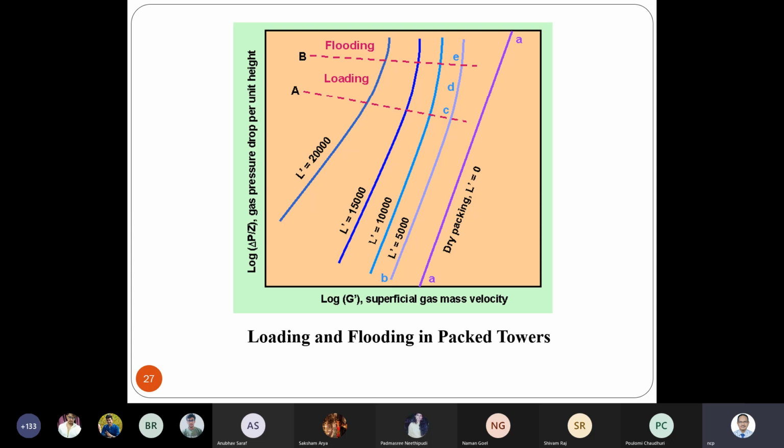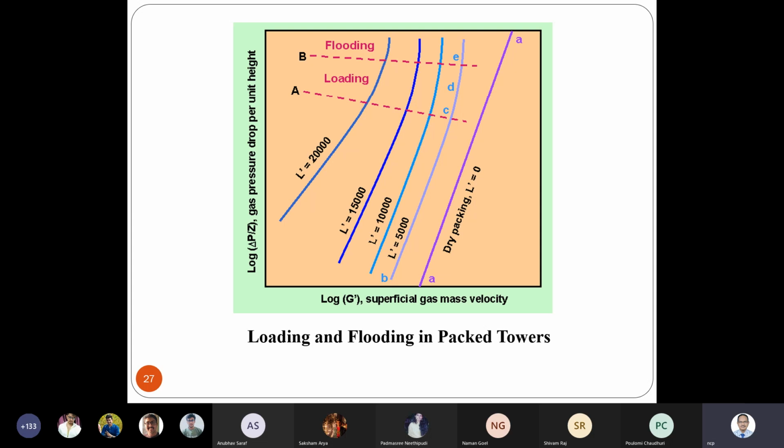So from this figure we'll study how a packed tower gets flooded under certain operating conditions. Here the plot is gas pressure drop per unit tower height versus superficial gas velocity. We'll see that for dry packing, the liquid is not introduced to the tower. So the packing is not irrigated, we are just sending the gas from the bottom, and liquid is not sprayed from the top.